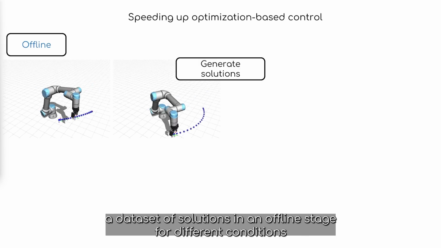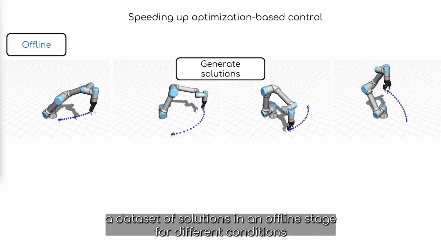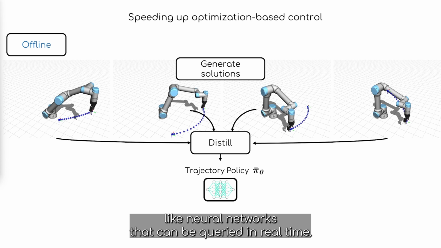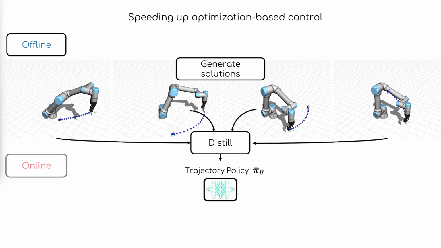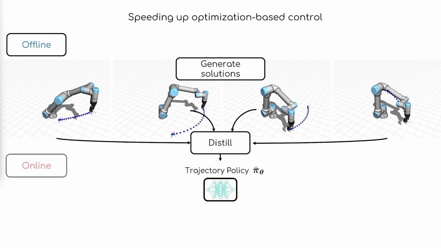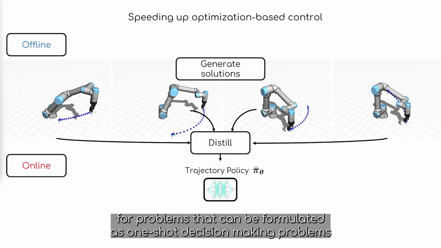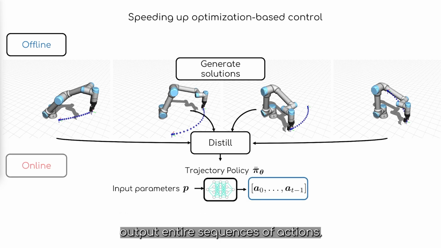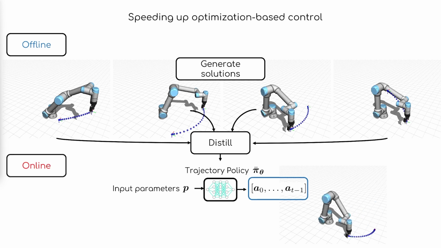One possible approach to speed up optimization-based control is to generate a dataset of solutions in an offline stage for different conditions, and distill the dataset into high-capacity approximators like neural networks that can be queried in real time. Here, we note that our focus is on training trajectory policies for problems that can be formulated as one-shot decision-making problems. That is, policies that given some input parameters p, output entire sequences of actions.